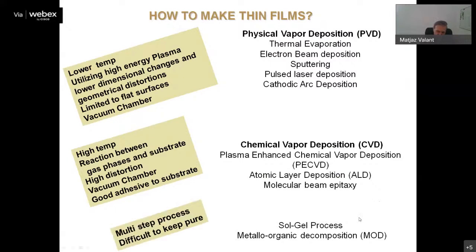Then there is a process which we're not gonna discuss today because we don't have so much time, the so-called sol-gel process. And that is a very chemical process. When we use metal or organic precursors, we condense this precursor into a gel-like product, and then we thermally decompose this gel-like product to form a film on some substrate.